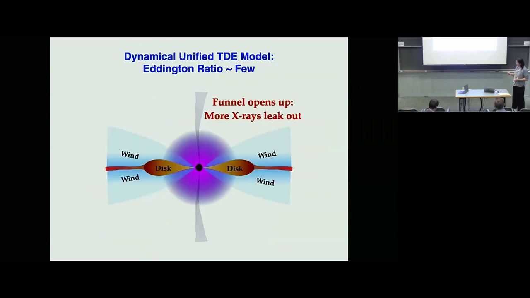And when the Eddington ratio is lower, which corresponds to, say, later time in TDEs, then this funnel can effectively open up. We see more X-rays leak out in this case.